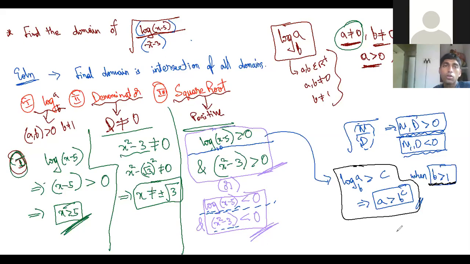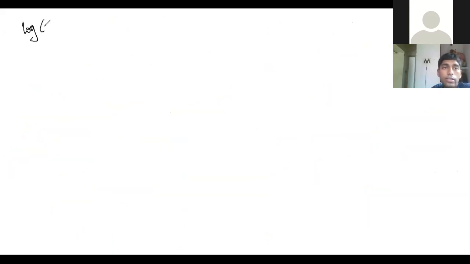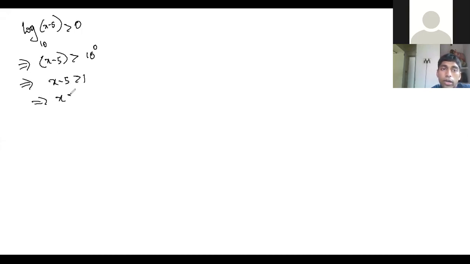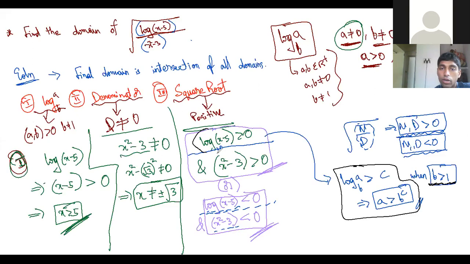Yes, sir. So in other words, if you're saying log of x minus 5 base 10 is greater than 0, that is the same as saying x minus 5 is greater than 10 power 0. What is 10 power 0? Sir, 1. Which implies x should be greater than 6. Right? And remember, both of them should be positive, numerator and denominator. What is the denominator? x square minus 3 should be positive.